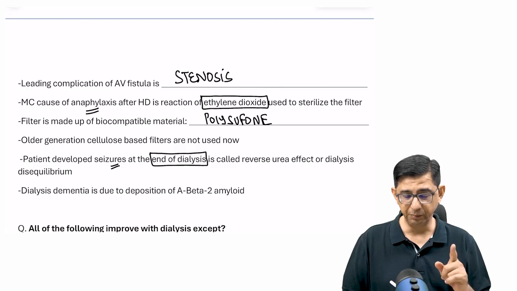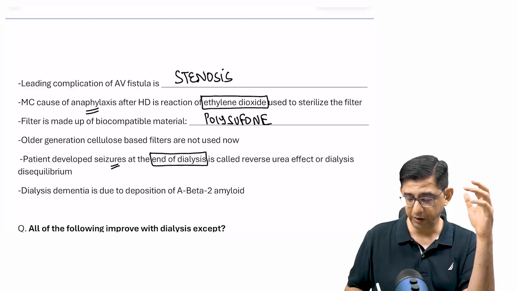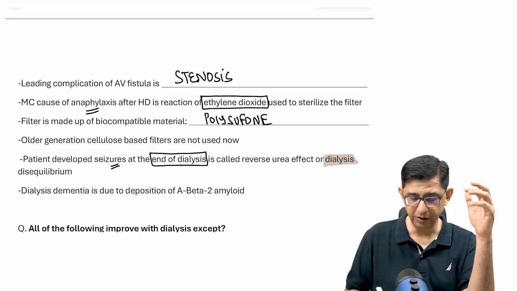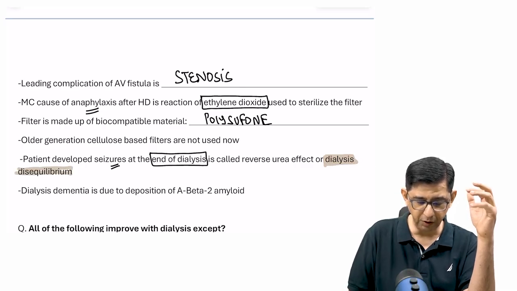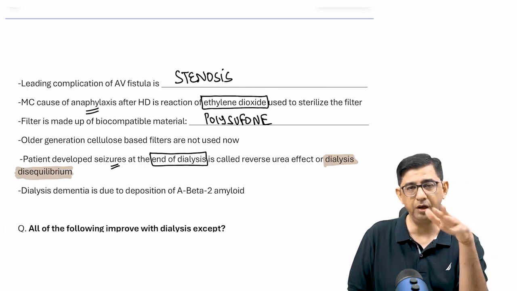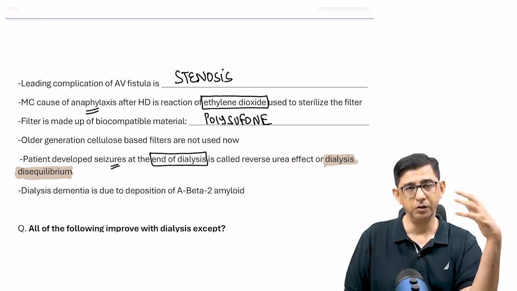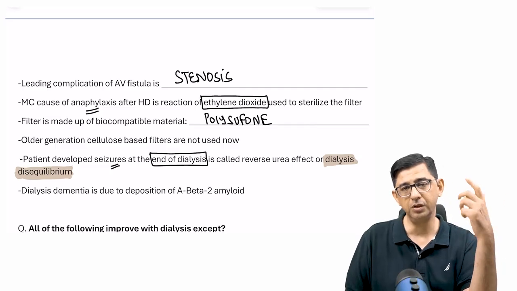So if the question says that the patient is having seizures at the end of dialysis, then answer it as dialysis disequilibrium, which in MCQ language can also be written as reverse urea effect. What we mean by the reverse urea effect is that earlier urea was very high, it was going into the brain, and along with that water was also going. Now you have suddenly decreased the value of urea, so the fluid shifts across the brain can contribute to a cerebral edema.